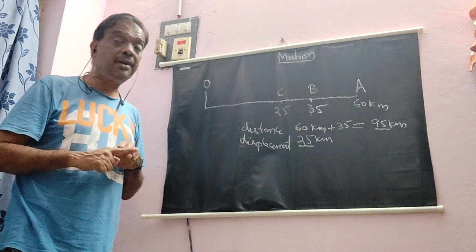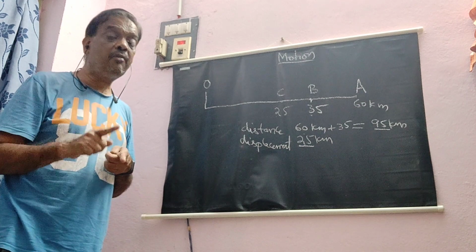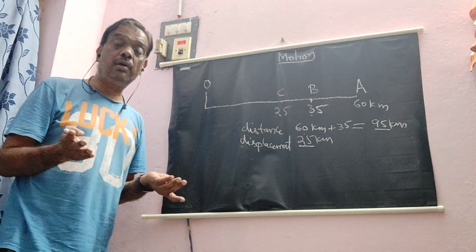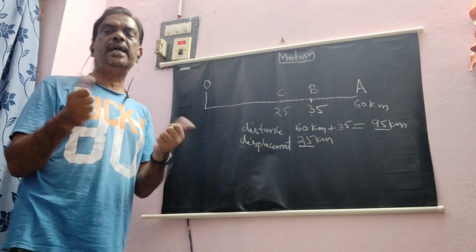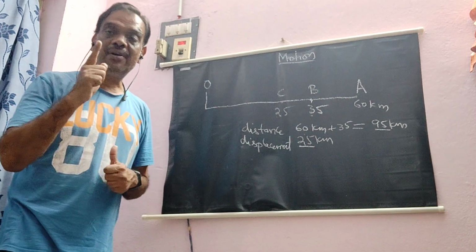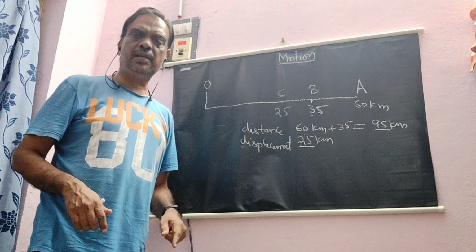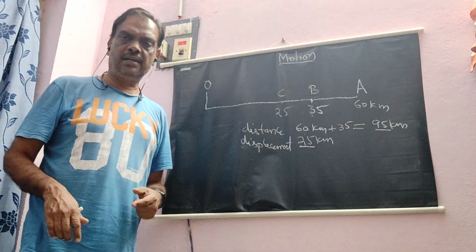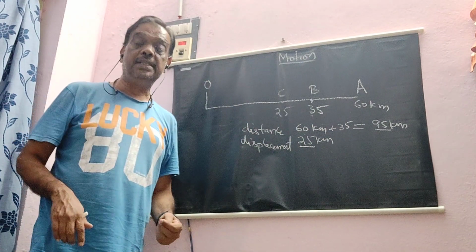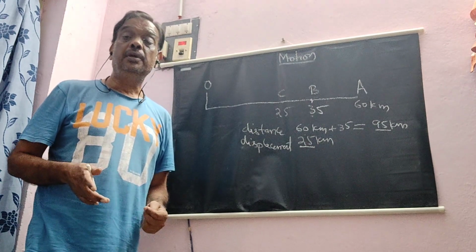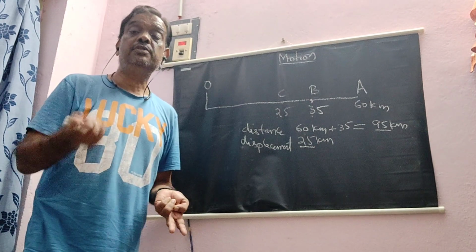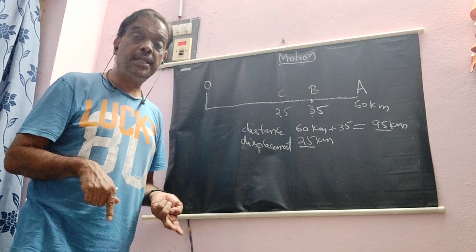Distance is a scalar quantity. Why is it a scalar? What is a scalar quantity? A physical quantity which has only magnitude, no direction, is called a scalar quantity. Distance also has only magnitude: 95 kilometers, 100 kilometers, I travel 200 kilometers. That is magnitude. Distance has only magnitude. That's why it is a scalar quantity.